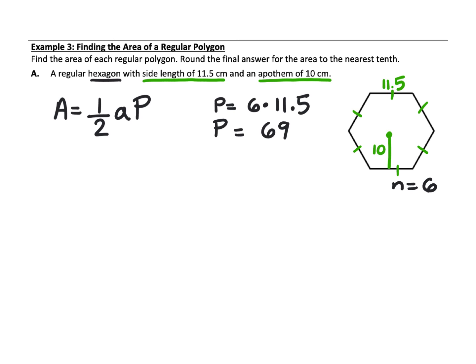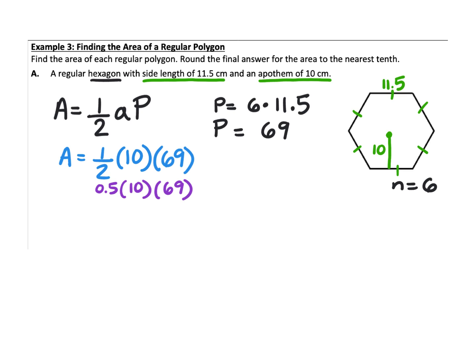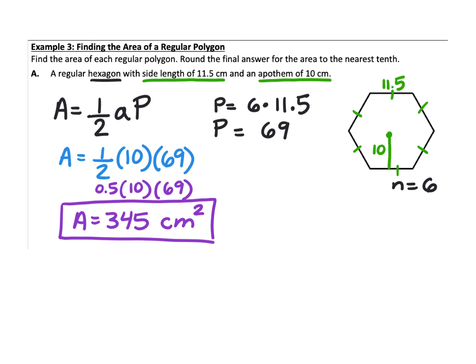Let's go ahead and plug those numbers in. So area equals 1/2 the apothem, 10, times the perimeter, which is 69. You can type this in your calculator all in one if you change the half to a 0.5. That's just going to be easier. So you can do like 0.5 times 10 times 69. And when you do that, you're going to get 345. So the area of our regular polygon here, the regular hexagon, is 345 square centimeters.